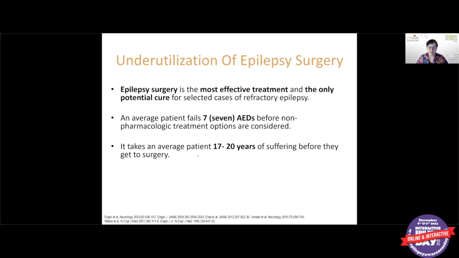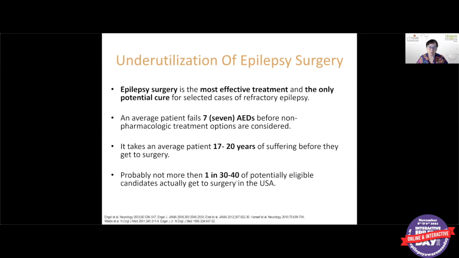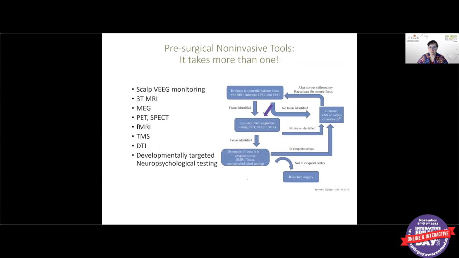And it takes an average of 17 to 20 years in the United States before patients who are candidates for epilepsy surgery actually get to have surgery. So we really want to try to close that gap and make it less time so that people can get to surgery as soon as possible if that's the best option. If it's not the best option, then we see what other non-medication options there are.